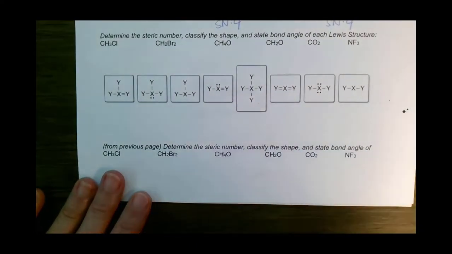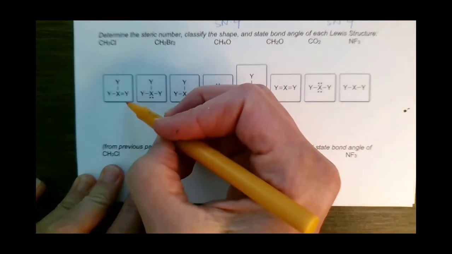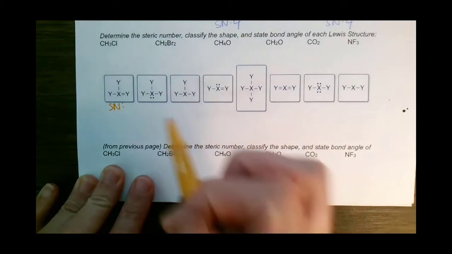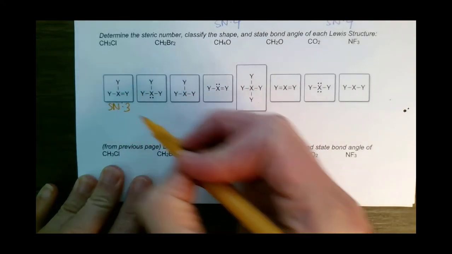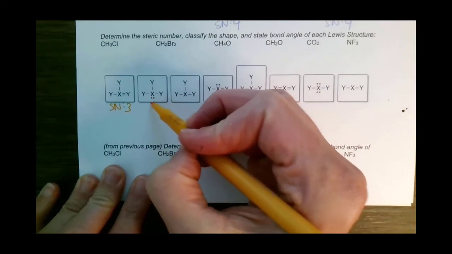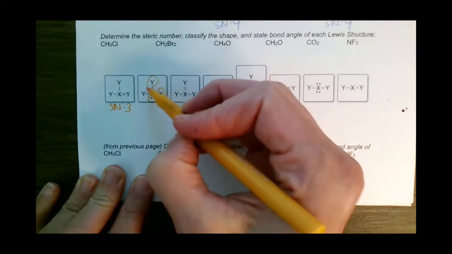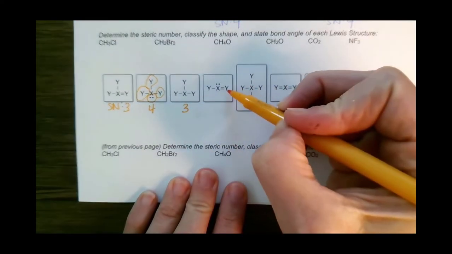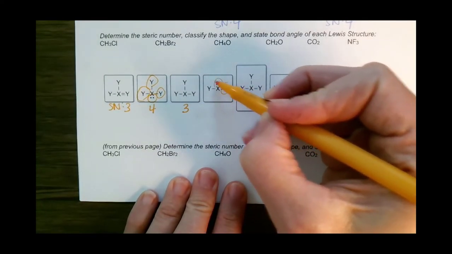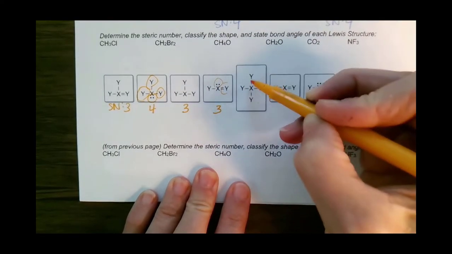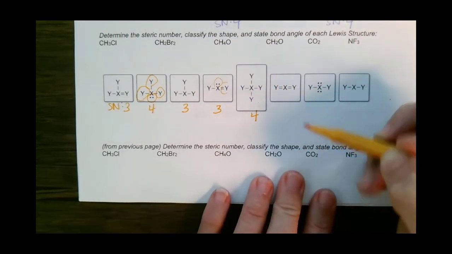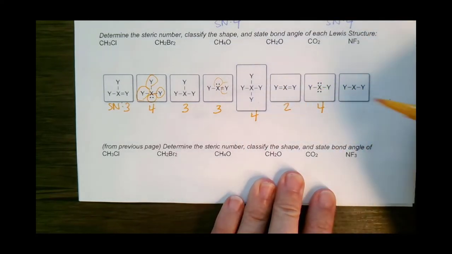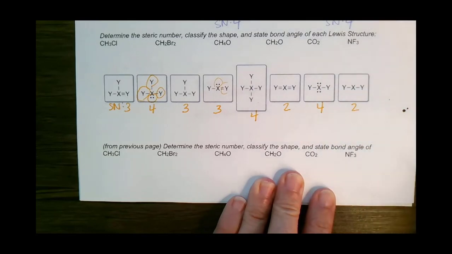Let's look real quick at these guys. These are just hypothetical compounds. We know that we would have a steric number. Let's do steric number down here. There's 1, 2, 3 for this one. This would have a steric number of 1, 2, 3, 4. This would have a steric number of 3. This would have a steric number of 1, 2, 3. This one would have a steric number of 4. This one would have a steric number of 2. This one would be 4. And that one would be 2.